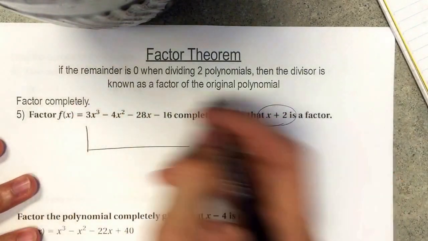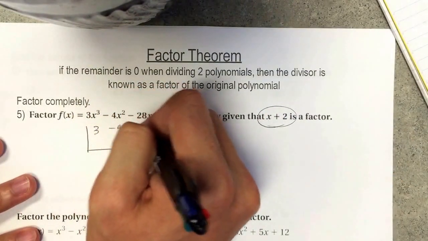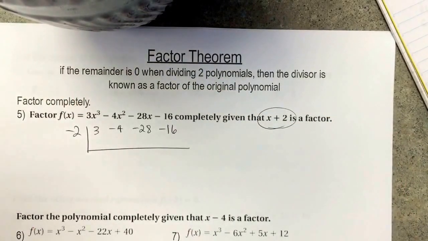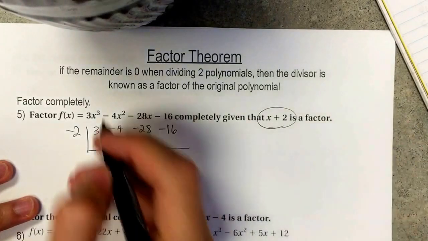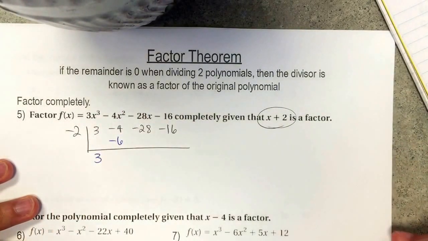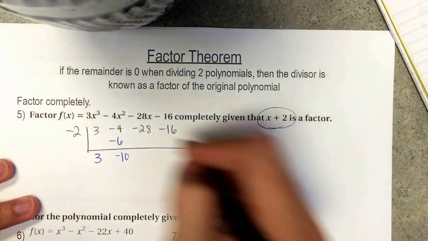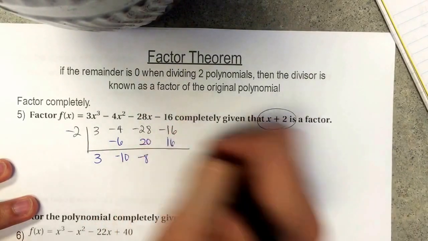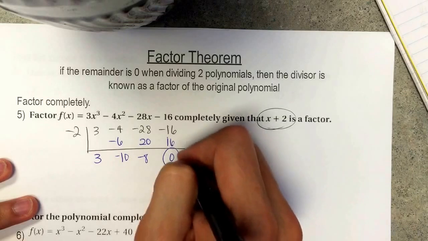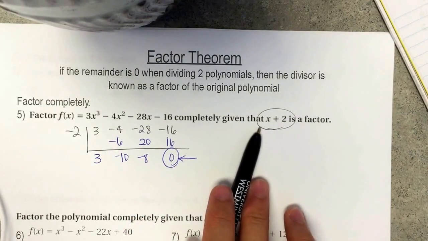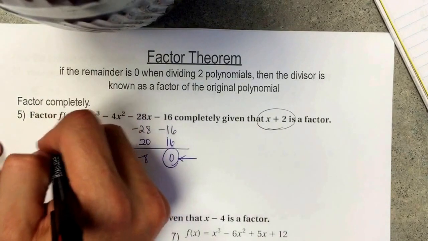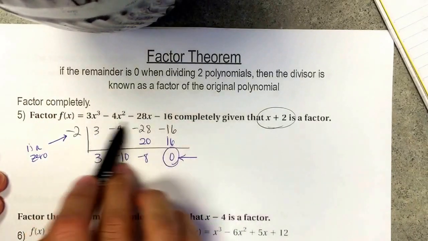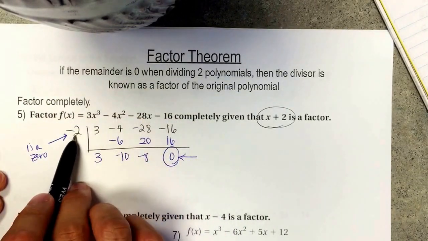So if I do synthetic division, none of my terms are missing, so I'm going to list them all right in order. Since it's x plus 2, I'm going to use the 0, which is negative 2, and we're going to do the process. Drop the 3 and multiply. You get negative 6. Add, you get negative 10. Multiply, you get positive 20. Add, you get negative 8. Multiply, you get positive 16. And when you add those, you get a remainder of 0. That means that x plus 2 is a factor, and it means that negative 2 is a 0. So this function would hit the x-axis at negative 2.